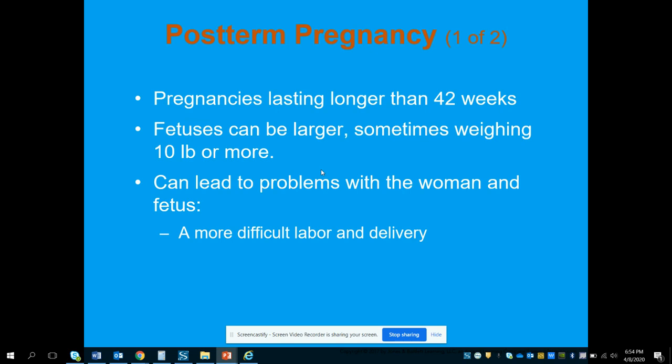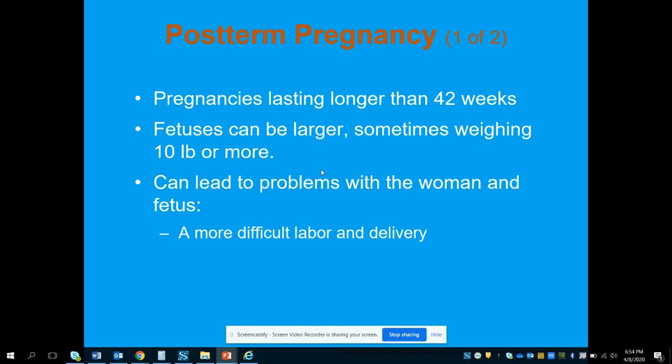So if it's longer than 42 weeks, that's considered postterm. Now, a lot of times, just because of the dangers of postterm pregnancy, OBs generally don't like women to go that long. They will start to consider induction once you get past that 40 full-term week mark. But for some, they prefer all natural, so they'll wait until the baby is ready.